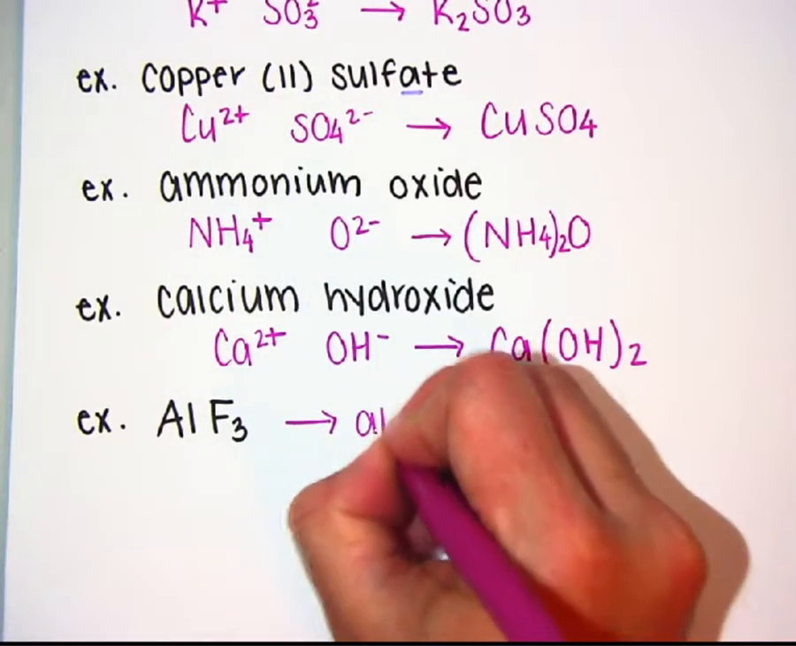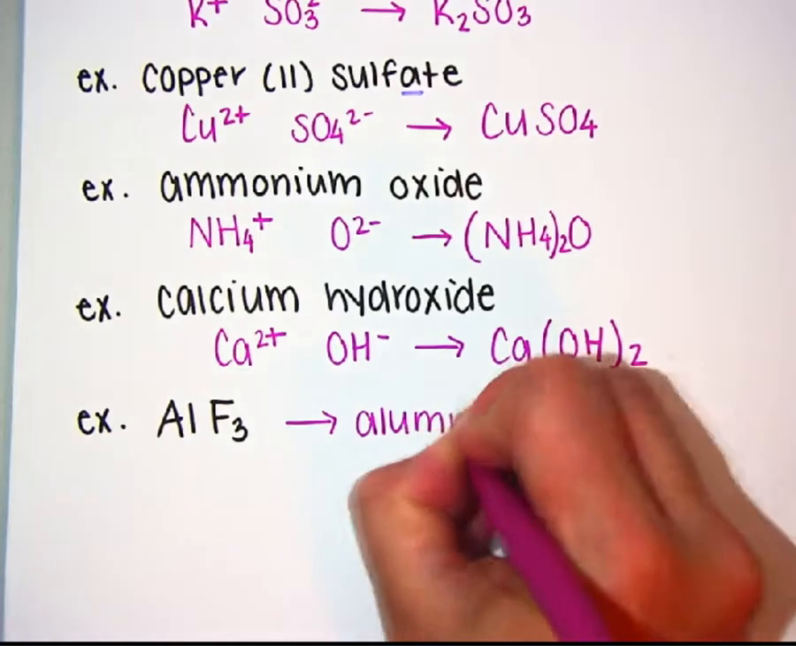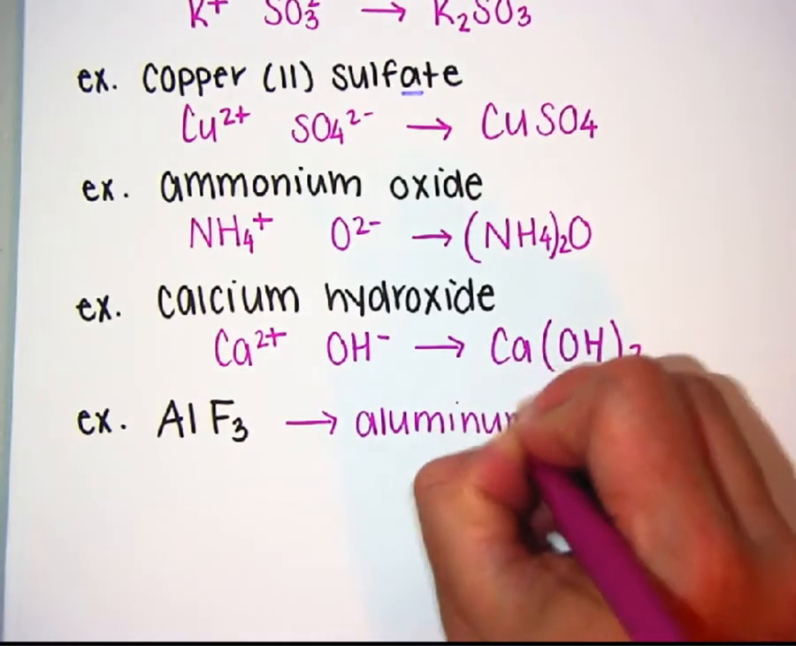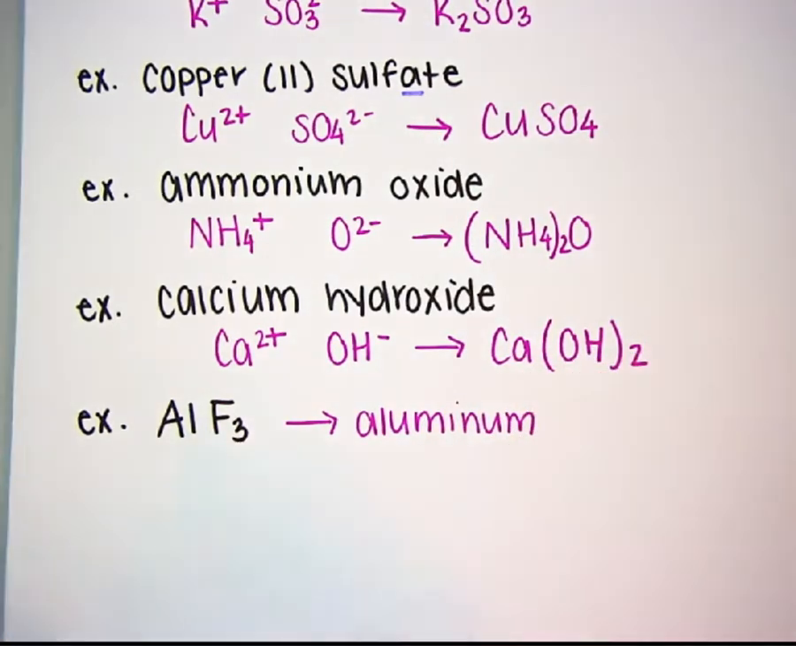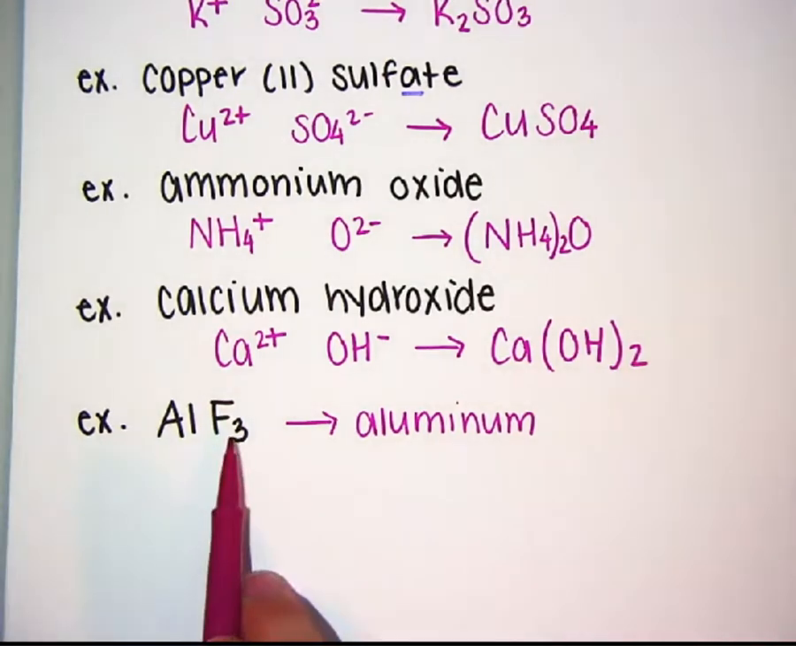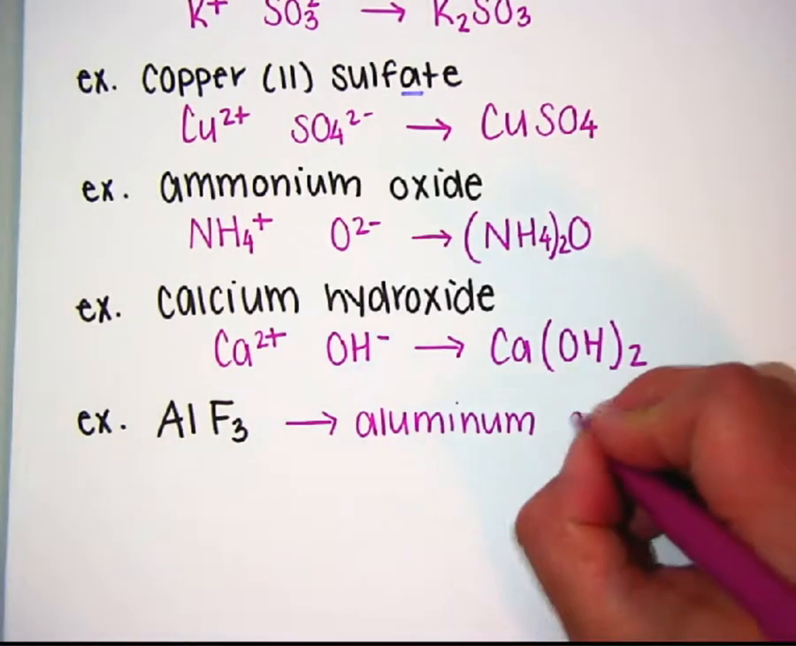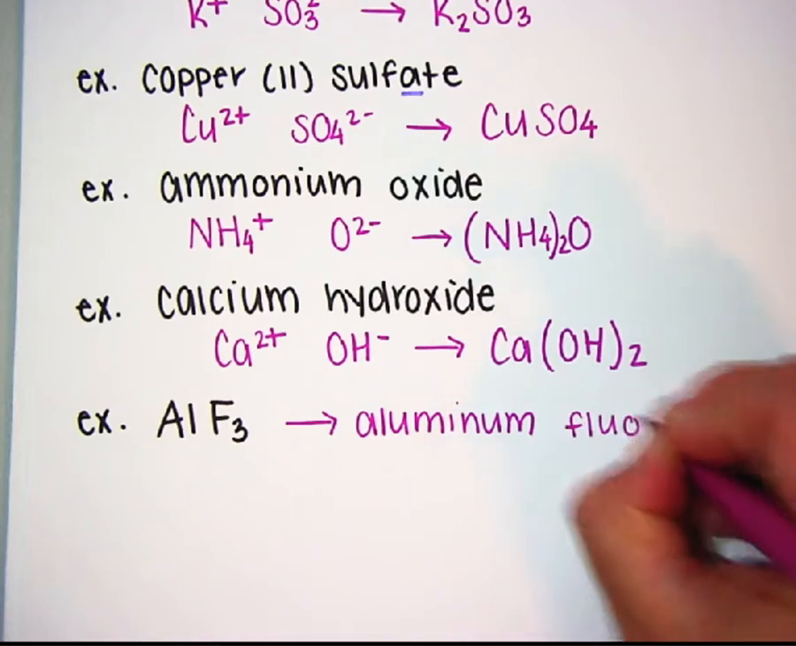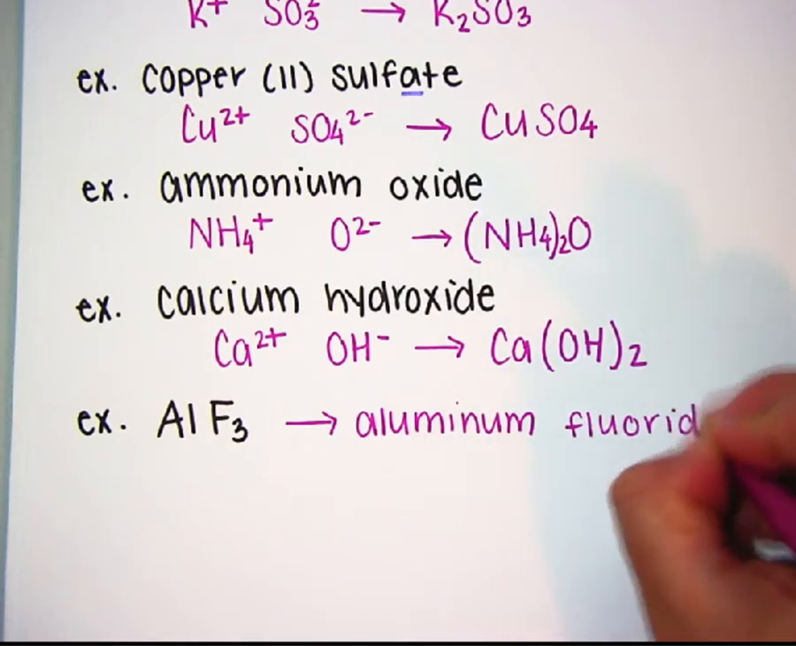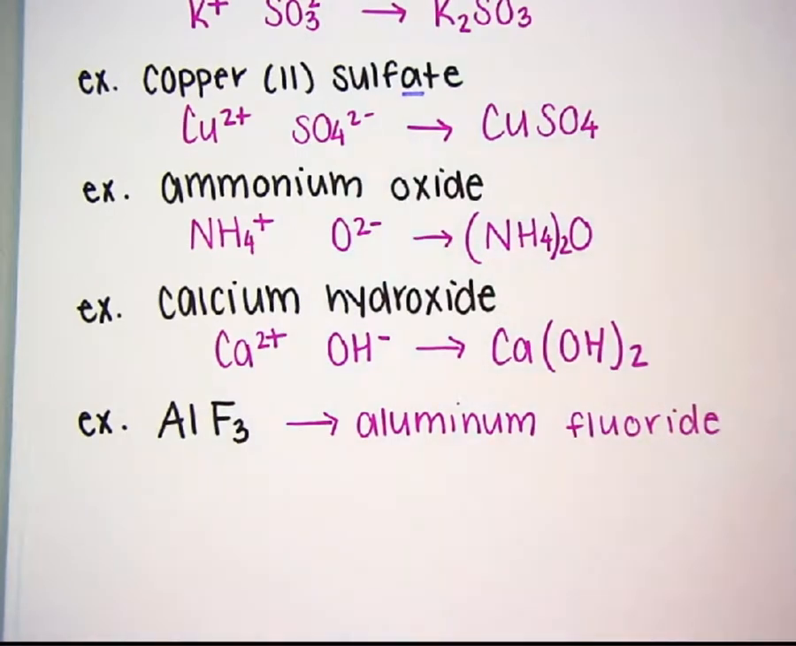Write the name of the cation. The name of the cation never changes. Cation always comes first. For a binary compound, for the anion, drop the ending and add IDE. Fluorine becomes fluoride. This is aluminum fluoride.